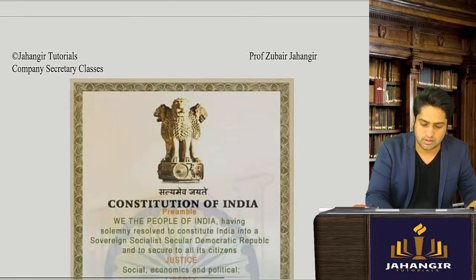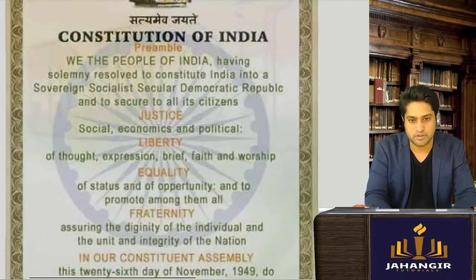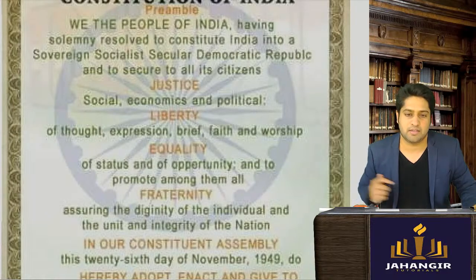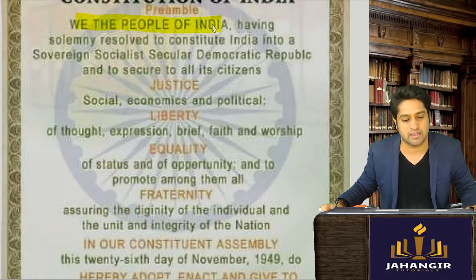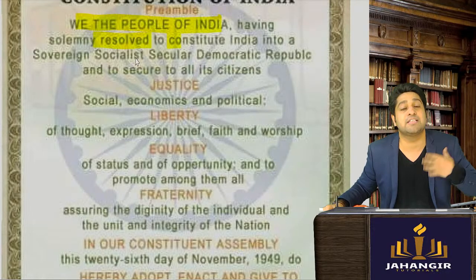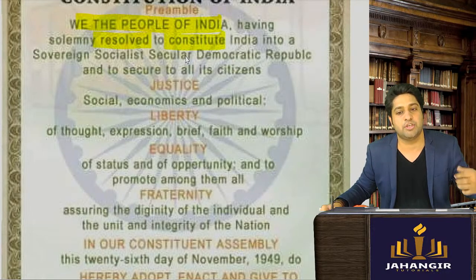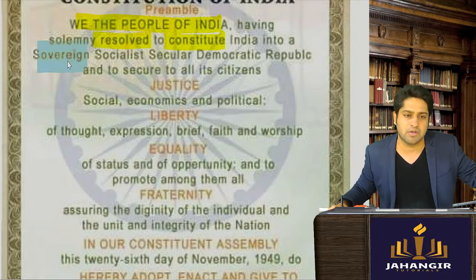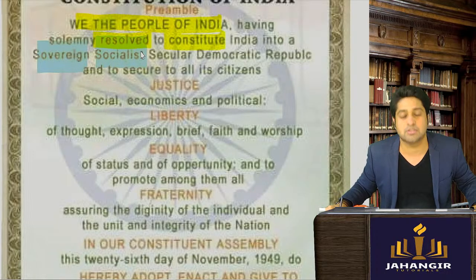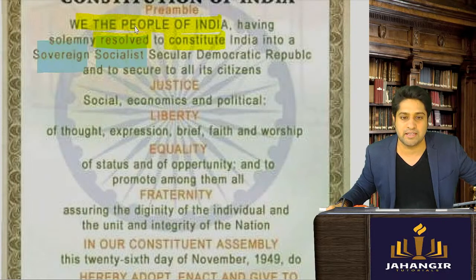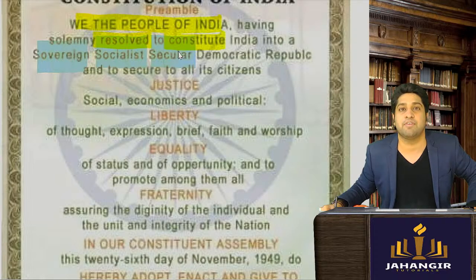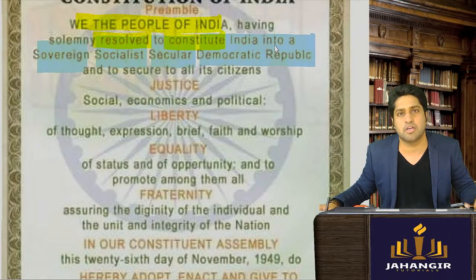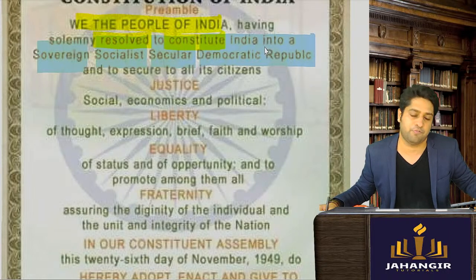Now we will go through the preamble of the Constitution as well. It says, very simply: we, the people of India, have solemnly resolved to constitute India into a sovereign, that is, we are supreme, there are no rulers above us; socialist, that is, we will work for the welfare of society; secular, that is, we don't have any official religion of our own; democratic republic, that is, we will be a democracy, government of the people, by the people, for the people.